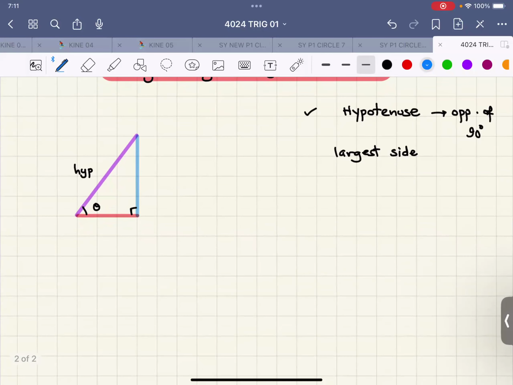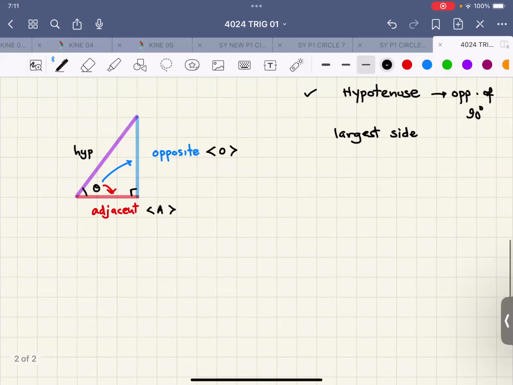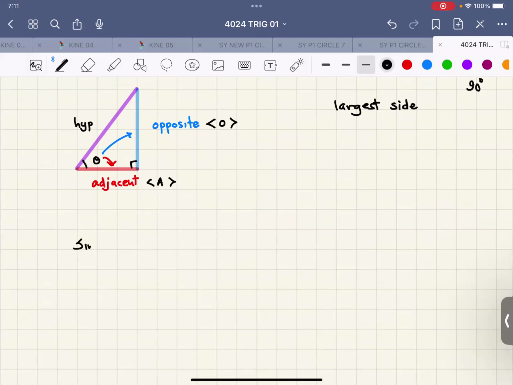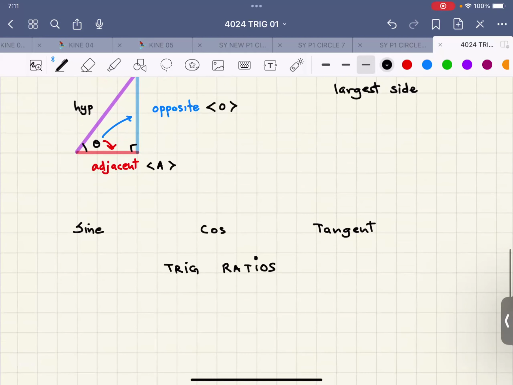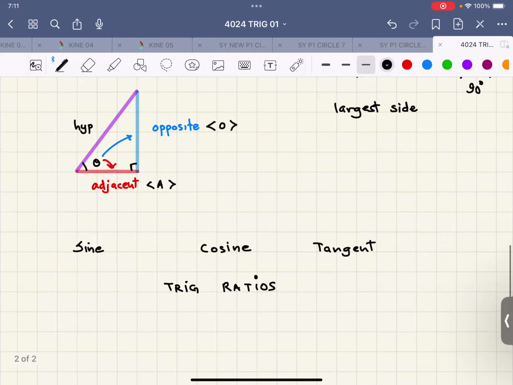Then we talk about the side opposite to theta. This is called the opposite side. And the side next to theta is called the adjacent side. So let me write O for opposite and A for adjacent. Now we will write three trigonometric ratios: sine, cosine, tangent. These are called trigonometric ratios. The value that you get in decimals or fractions, that is ratios. So this is sine, this is cosine, this is tangent.